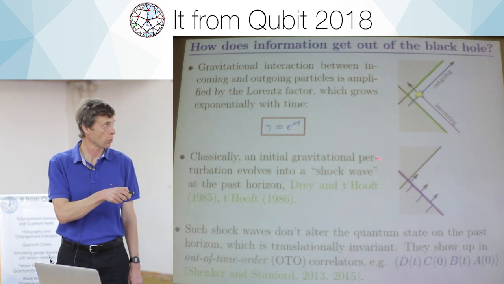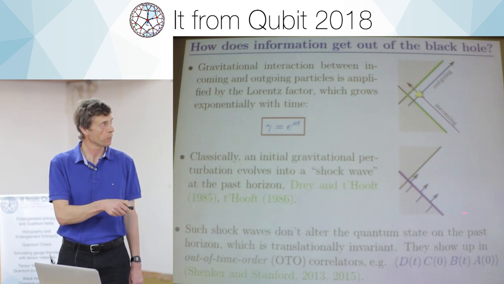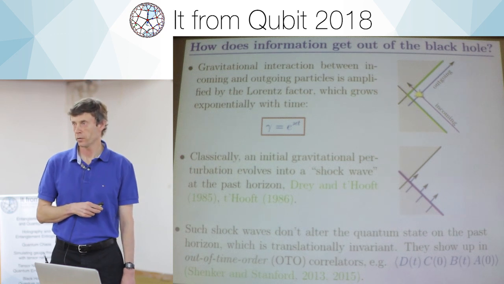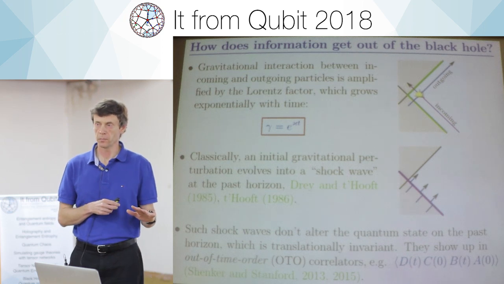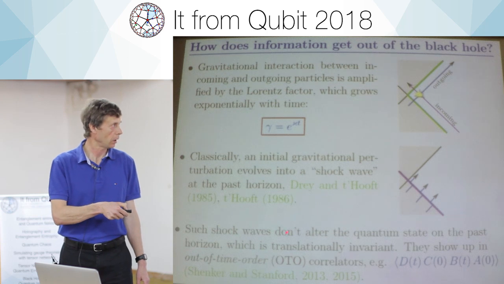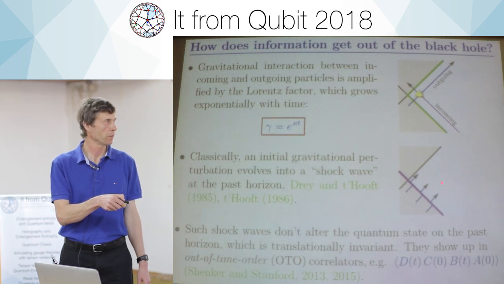The fact that ordinary correlations do not show corrections is related to the following fact. The shock wave is actually a shift along the past horizon. But the quantum state on the past horizon is translationally invariant. If we shift it, the density matrix remains the same. To find a non-trivial effect, we need to relate things behind the horizon and above the horizon.